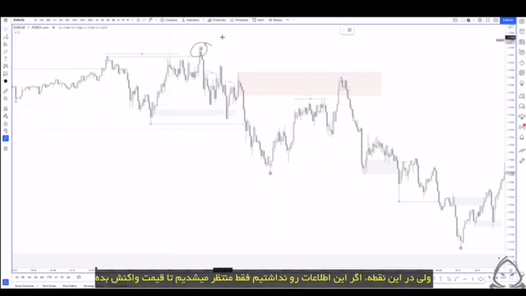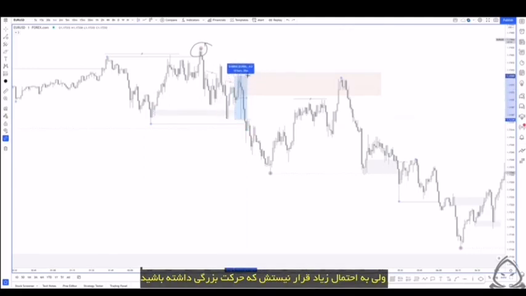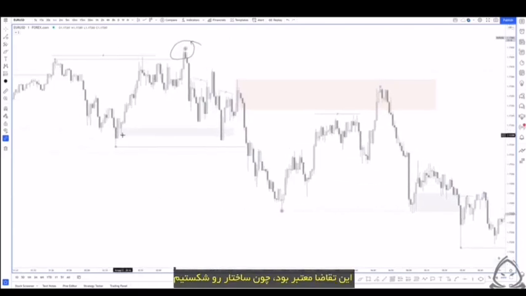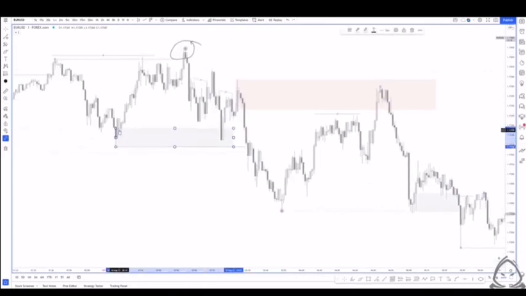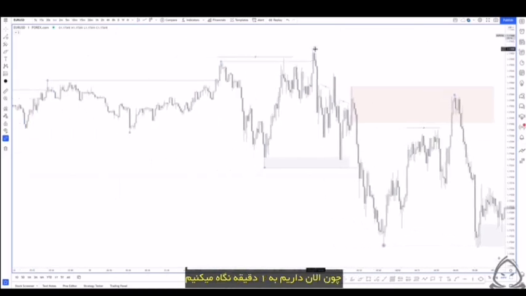But at this point, if we didn't have this bit of information, we're just waiting for price to react. If we're looking at this, yes, that is tradable, but more than likely, you're not really going to get a whole lot of a move out of that. But as you can see, this demand zone was valid because we broke structure. But again, this is where multi-time frame market structure really comes into play, because now we're looking at the 1 minute.